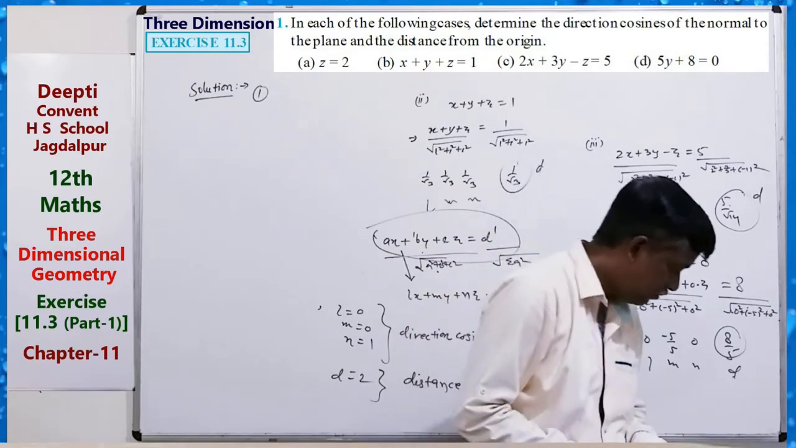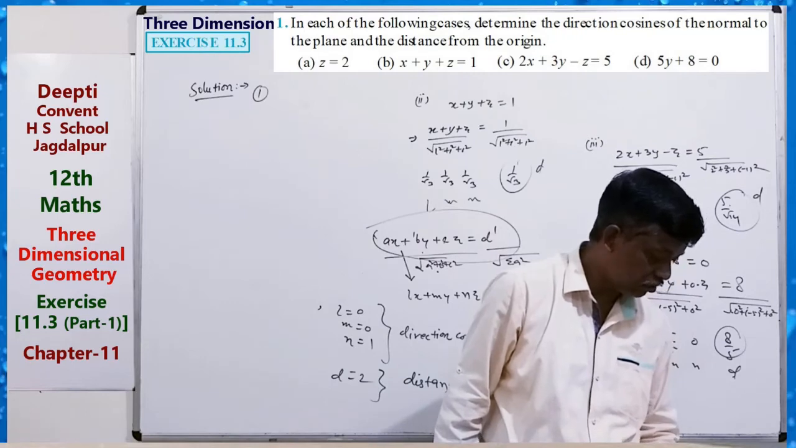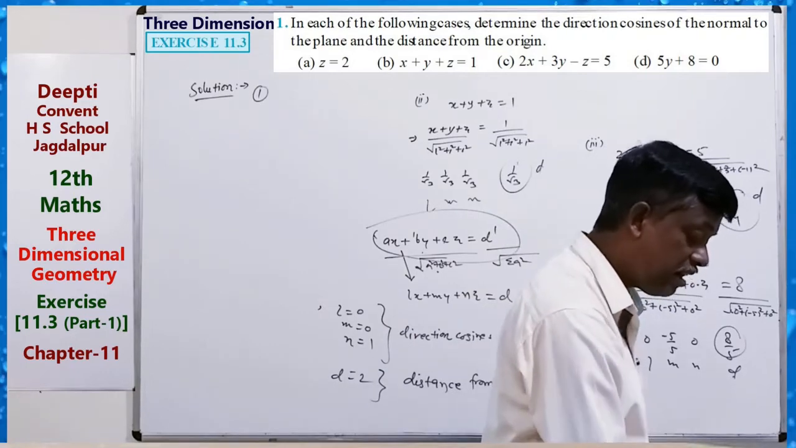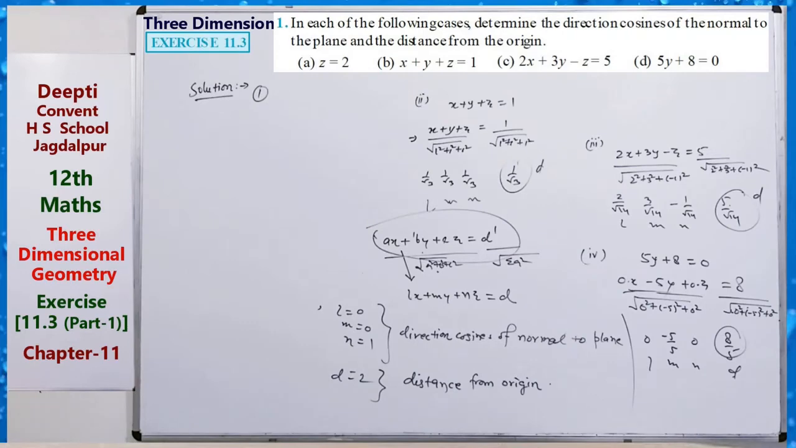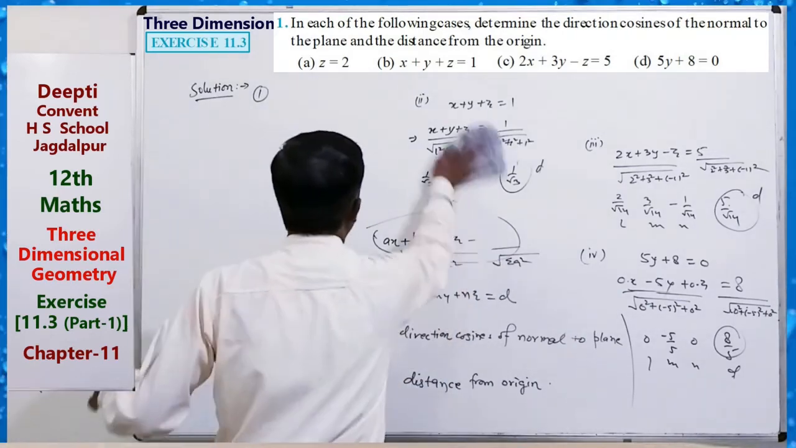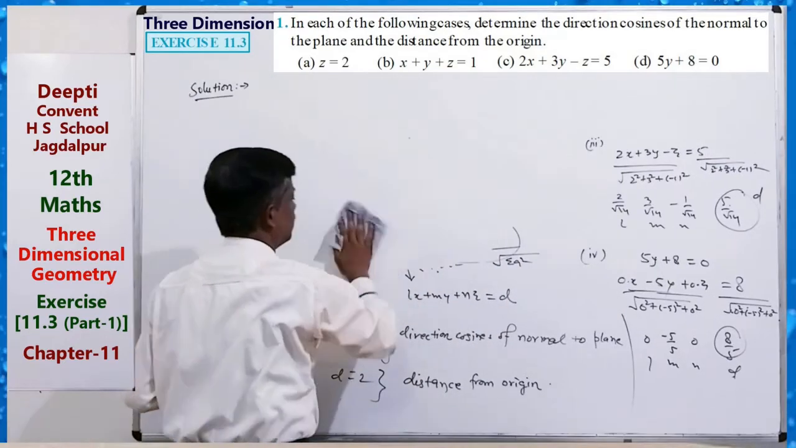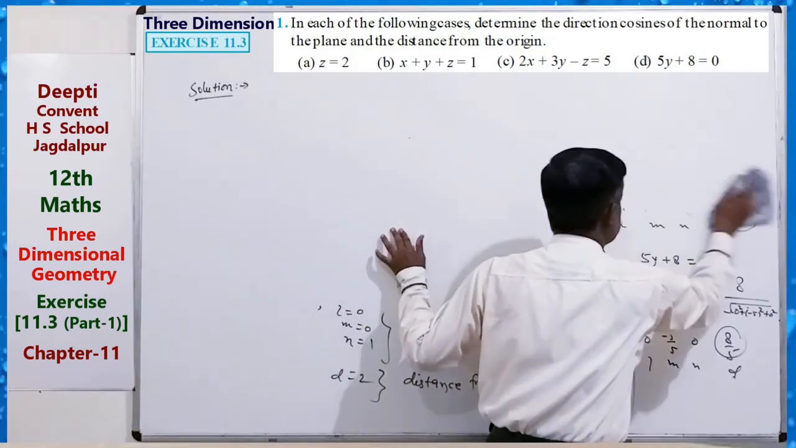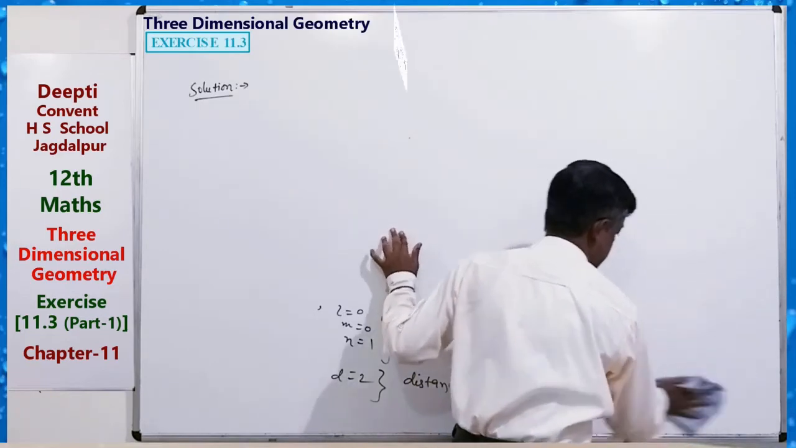And second, find the vector equation of a plane which is at a distance of 7 units from the origin and normal to the vector this. Here not a unit vector is given. This is r dot n vector equals d. Here vector n is given, okay, and distance is given from origin.